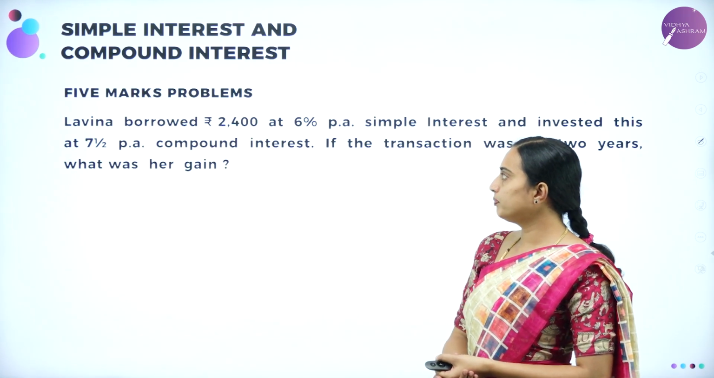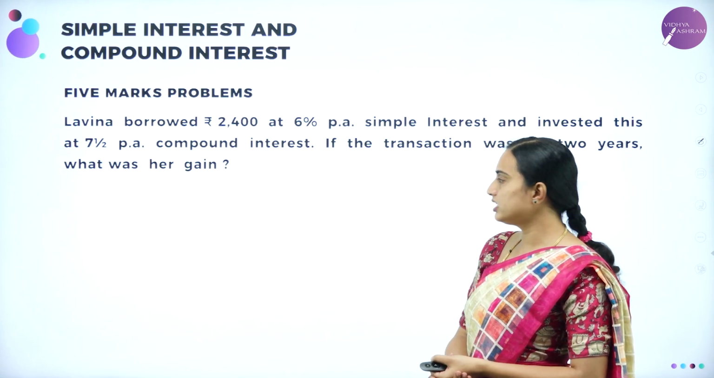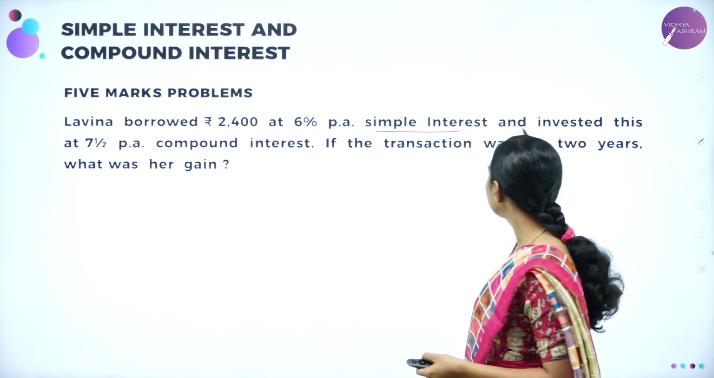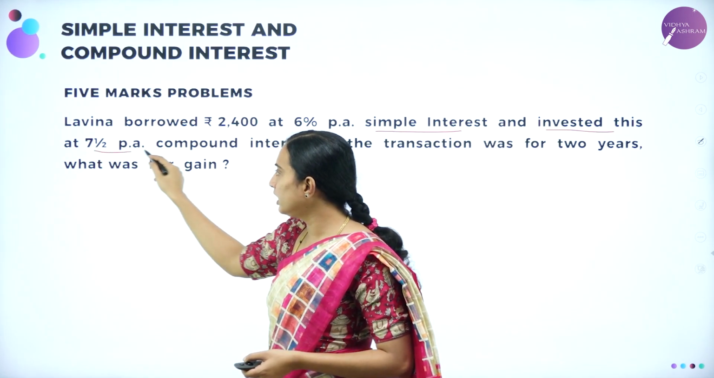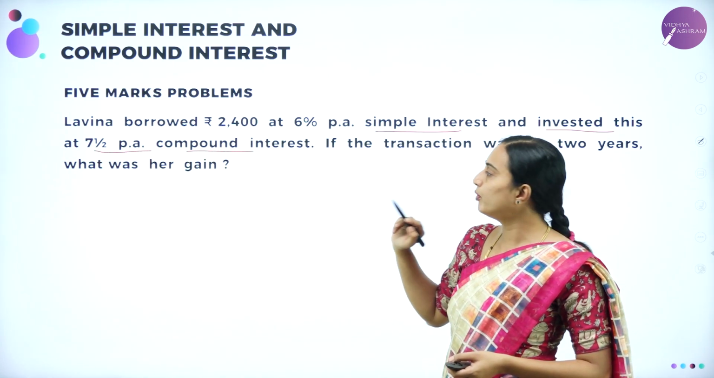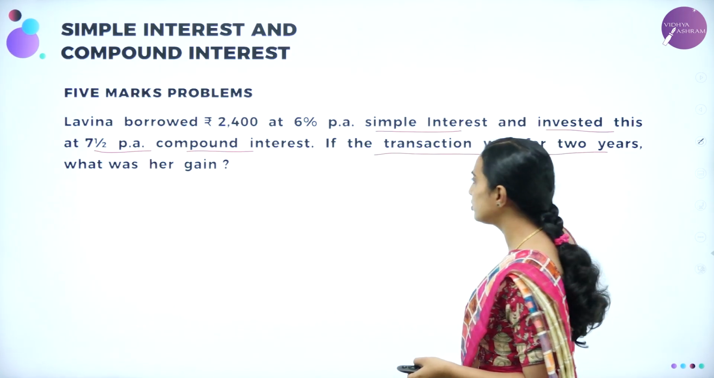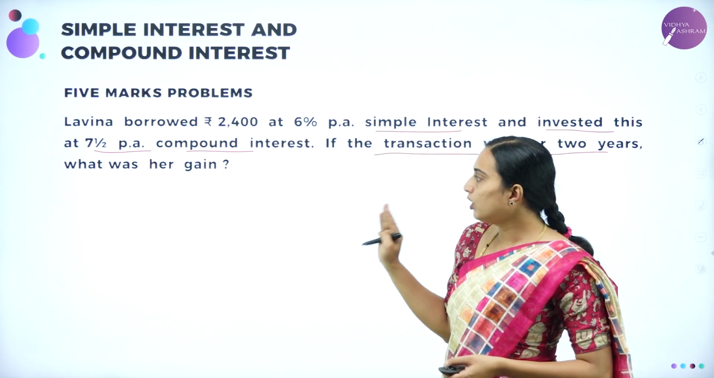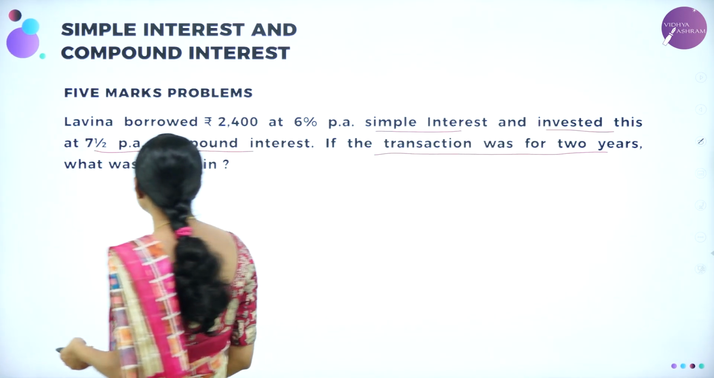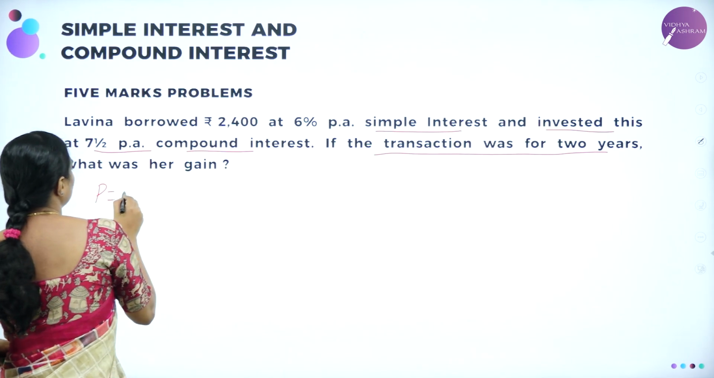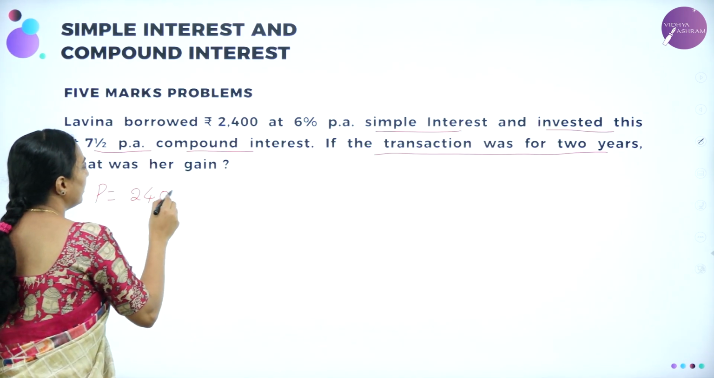Levina borrowed rupees 2,400 at 6% simple interest and invested this at 7.5% per annum as compound interest. If the transaction was for 2 years, what was her gain? Same as what we have done in the last cases here. P is equal to what? They have given 2,400, isn't it?